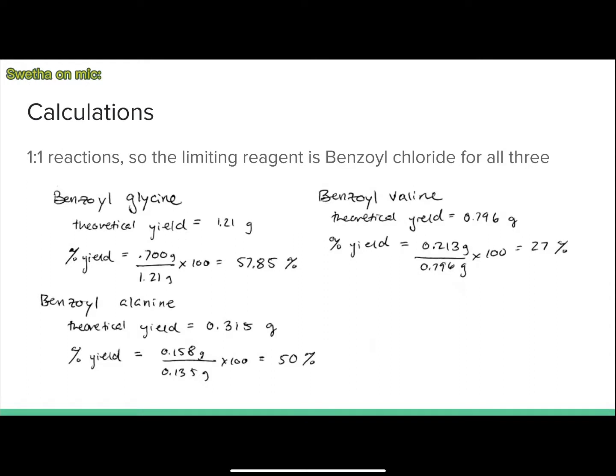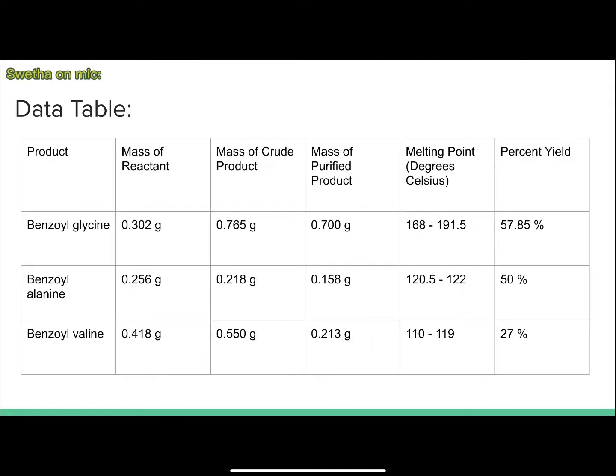All the reactions are 1-to-1 reactions, so the limiting reagent is benzoyl chloride for all three. For benzoyl glycine, the mass of the reactant was 0.302 grams, the mass of the crude product was 0.765 grams, and the mass of the purified product was 0.7 grams, with an overall percent yield of 57.85%. The melting point was between 168 and 191 degrees Celsius.